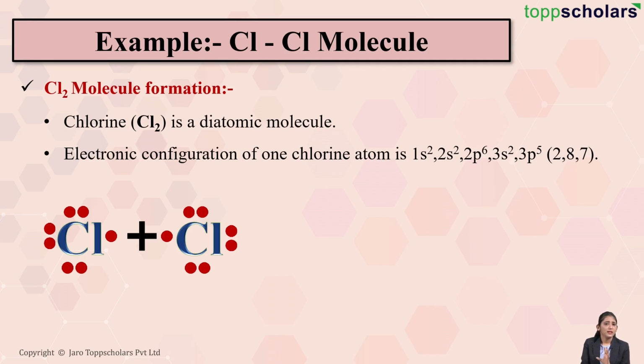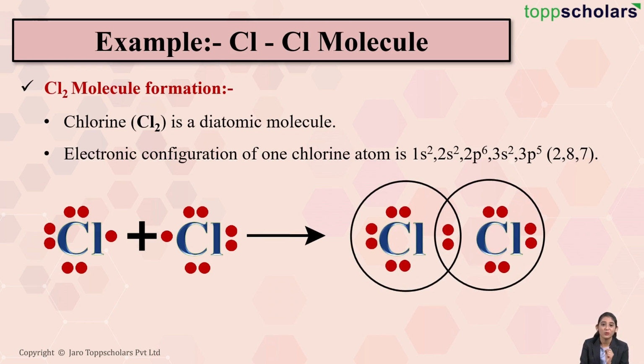So from this, we can say that chlorine has 7 valence electrons. Each of the chlorine atoms has 7 valence electrons. So in order to become stable, a chlorine atom requires one more electron to complete its octet. So what do these chlorine atoms do? Each of the chlorine atoms shares its one valence electron with the one valence electron of the other chlorine atom. So now as you can see over here, each of the chlorine atoms shares its one valence electron with the other.